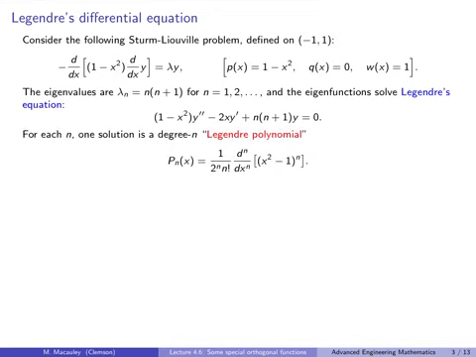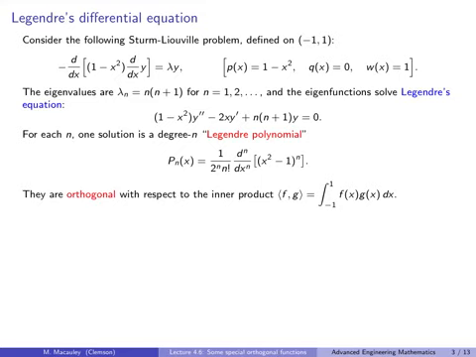Now, let's think back to when we solved ODEs like this using the power series method. Recall that in at least one example, we had one solution that was a power series, had infinitely many terms, and the other solution, eventually the terms became 0 and we got a polynomial. That's what happens here as well. So for each n, one of the solutions is a degree n polynomial called a Legendre polynomial. So we have one of these for each n, and it's defined as Pn of x like this. So it's 1 over 2 to the n n factorial times the nth derivative of x squared minus 1 to the n.